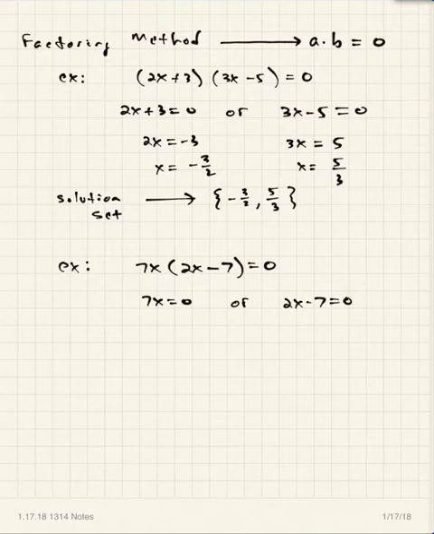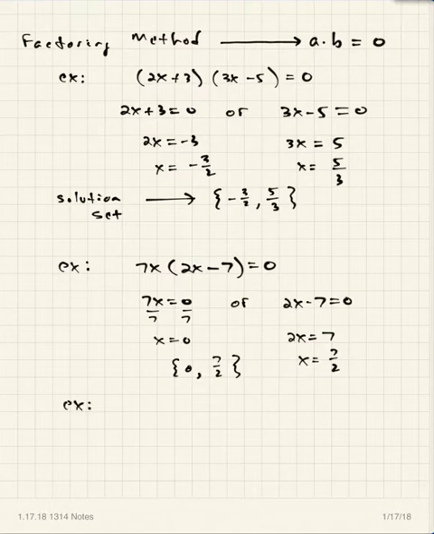Now, don't freak out on the 7x equals 0. That looks a little bit different, but you solve that just like any other equation. You divide by 7 on both sides, and you get x equals 0, right? 0 divided by 7 is 0. There's nothing wrong with 0 being a solution to an equation. On the second equation, add 7 and divide by 2, and you get 7/2 as a solution. And so the solution set is 0 and 7/2 right there. All right, very straightforward, no big deal on any of those.